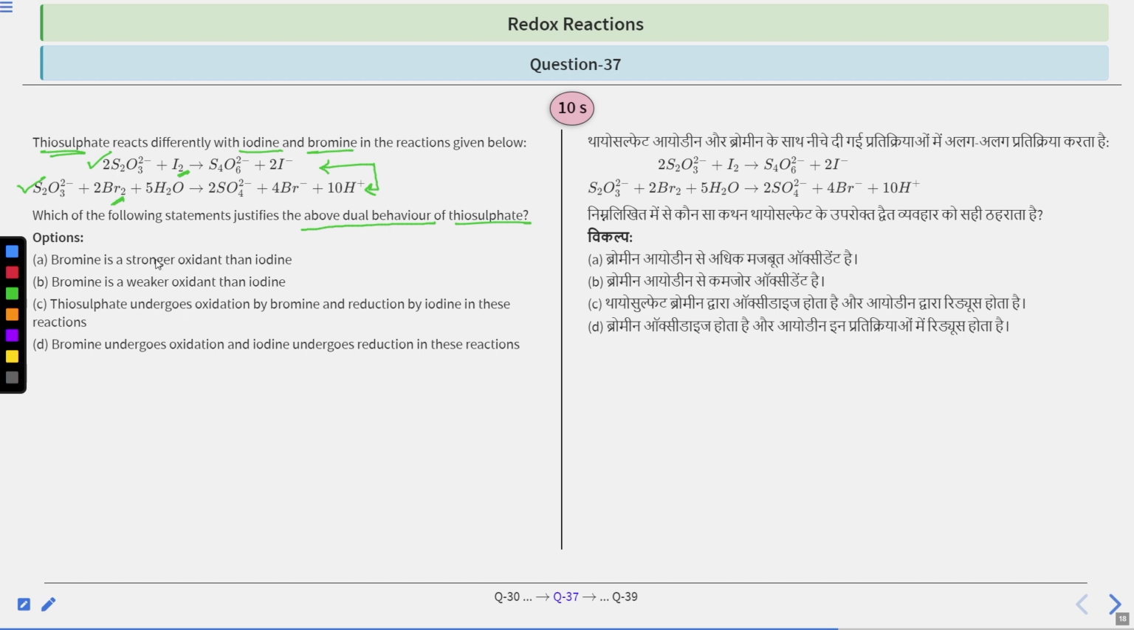The options are: bromine is a stronger oxidant than iodine; bromine is a weaker oxidant than iodine; thiosulfate undergoes oxidation by bromine and reduction by iodine in these reactions; or bromine undergoes oxidation and iodine undergoes reduction in these reactions. So what is the statement which justifies these two different behaviors of thiosulfate with iodine and bromine respectively? You have 10 seconds to solve this question. After that, we will see the answer.